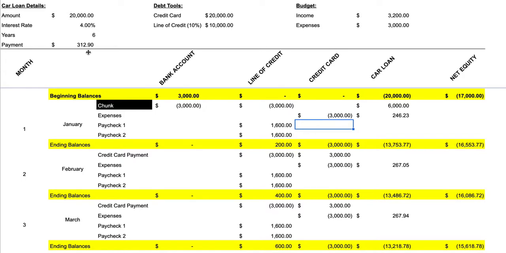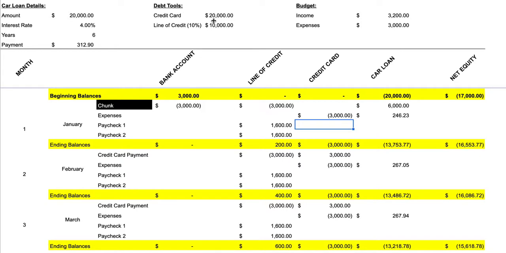So in this situation, I'm going to use a car loan to provide this example. Let's say you have a car loan of $20,000. The interest rate is 4%. The loan term is six years. That will make the monthly payment $312.90.